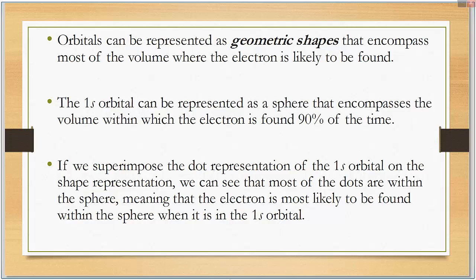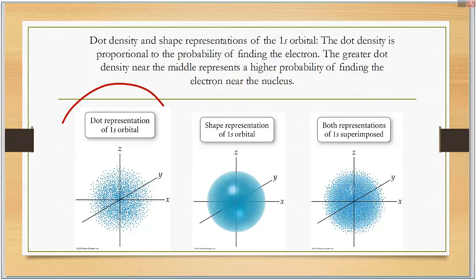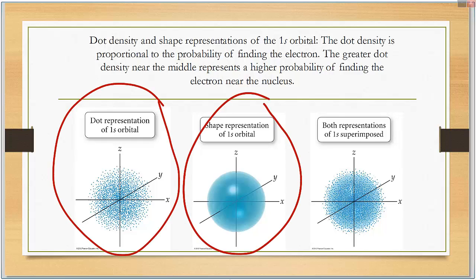If we superimpose the dot representation of the 1s orbital on the shape representation, we can see that most of the dots are within the sphere, meaning that the electron is most likely to be found within the sphere when it's the 1s orbital. So here we have the dot density, and here's the shape. If we superimpose those two, notice that most of the dots are within that sphere. The dot density is proportional to the probability of finding the electron. The greater dot density near the middle represents the higher probability of finding the electron near the nucleus.